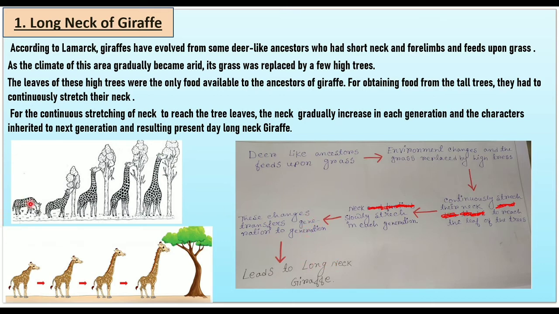So these are the deer-like ancestors of the giraffe who fed upon grass and had a short neck and short limbs. As the environment changed, the grass was replaced by tall trees. There was no grass, and the only food was the leaves of the trees, so they started stretching their neck to reach the leaves. As they stretched their neck, the muscles of the neck became more functional and stronger, and as a result, after some generations, the long-neck giraffe was produced.